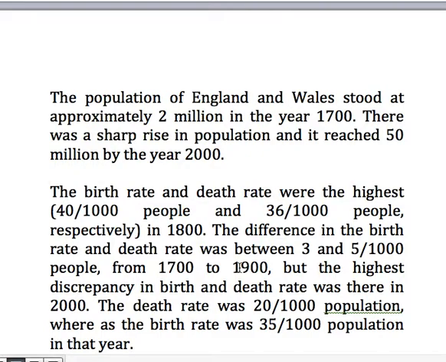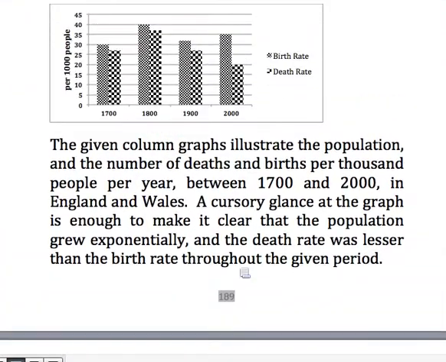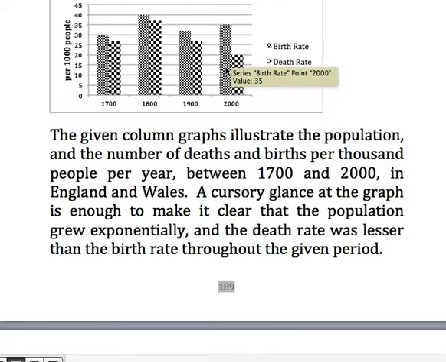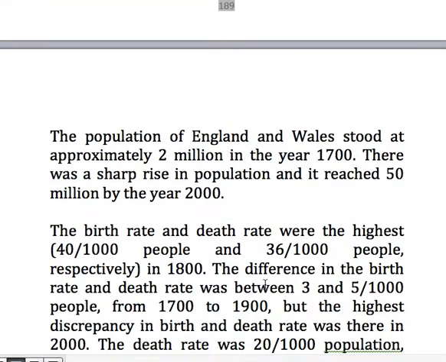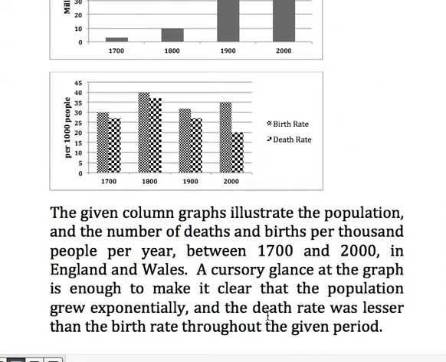So the difference in the birth and death rate, here you can see it is 27 and 30 per 1,000 people. Here it is around 36 and 40. It is around 28 and 42, and here it is 20 and 35. So the difference in birth rate was between 3 and 5 per 1,000 from 1700 to 1900. So here from 1700 to 1900 the difference was very less.